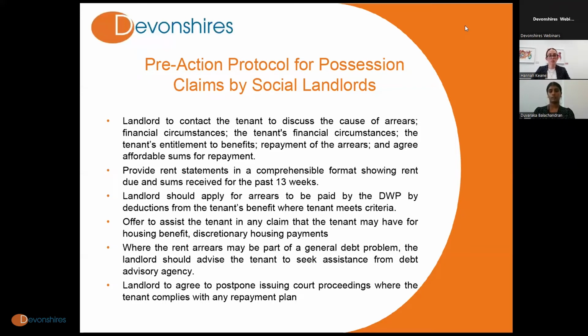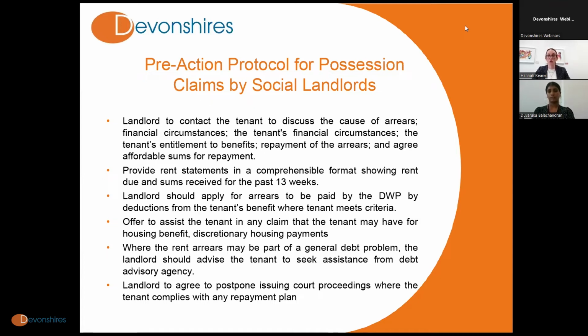Another best practice point would be to provide rent statements in a comprehensible format, showing the rent due and sums received for the past 13 weeks. The protocol does suggest that this is done on a quarterly basis. Like I said, this might be something that's already built into your policies and procedures that you're doing anyway.